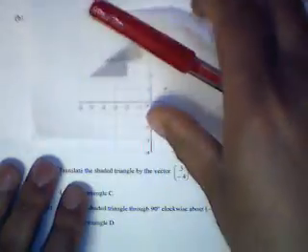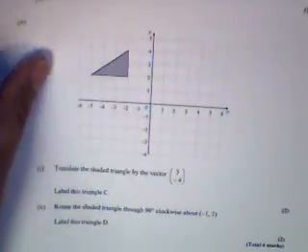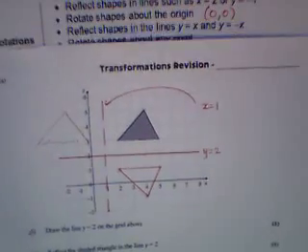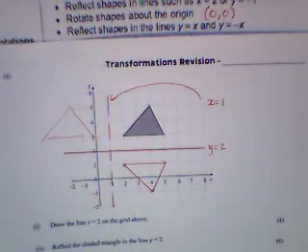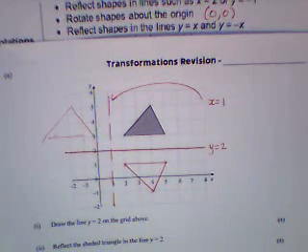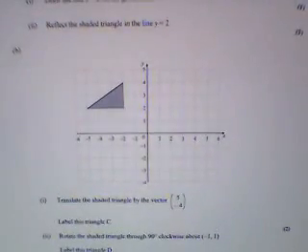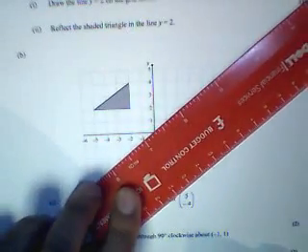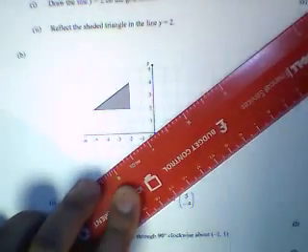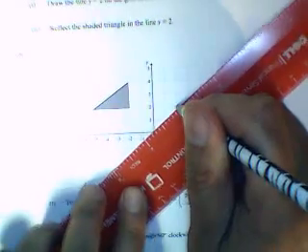If you didn't want to rotate it around the origin, you could possibly rotate it around, say, the point minus 1, 1. So you'd put your pen on minus 1, 1 and rotate it 90 degrees and rotate it 180 degrees. So that's the basics of rotation and reflection.